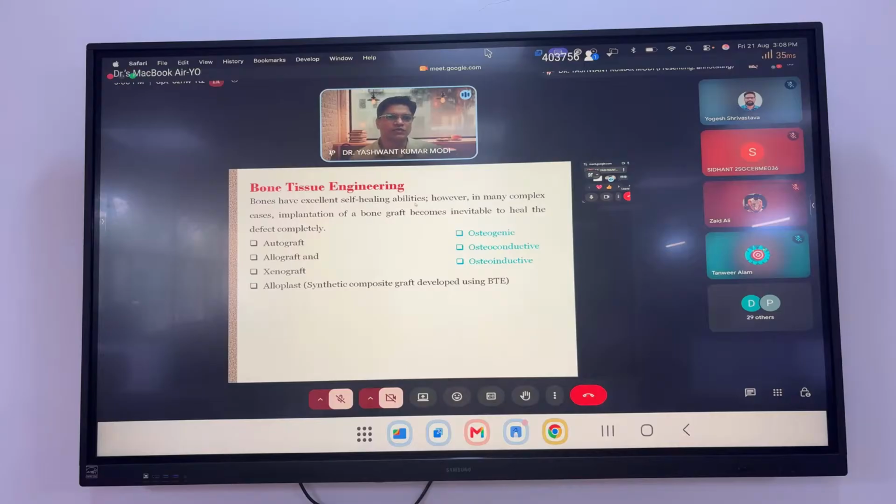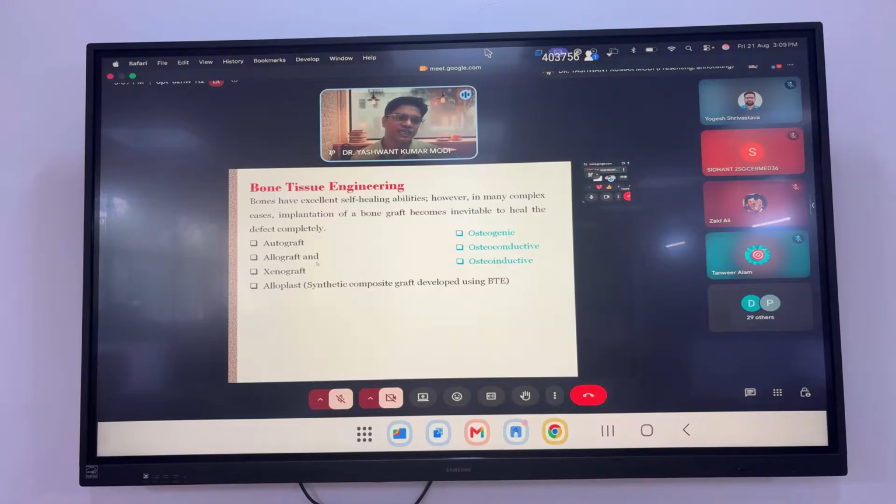Bone tissue engineering. Why? What happens? In case of bone tissue engineering, there are basically these three to four methods available nowadays. First one is autograft, in which a graft is obtained from the patient himself. It means his own body. Autograft is taken and placed inside his own body.